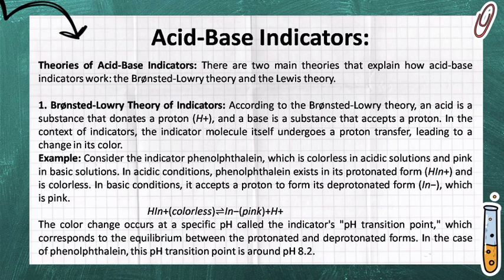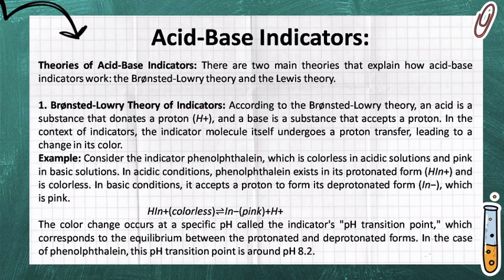Example, consider the indicator phenolphthalein, which is colorless in acidic solutions and pink in basic solutions. In acidic conditions, phenolphthalein exists in its protonated form, HIn+, and is colorless. In basic conditions, it accepts a proton to form its deprotonated form, In-, which is pink. HIn+, colorless, in equilibrium with In-, pink, plus H+. The color change occurs at a specific pH called the indicator's pH transition point, which corresponds to the equilibrium between the protonated and deprotonated forms.